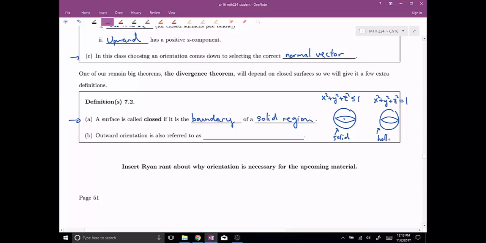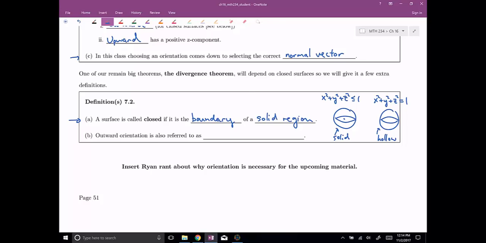It's just the surface. Think of a balloon filled with some liquid versus just the balloon itself, right? The actual surface of the balloon. So this is the boundary of some solid region. That's how you get closed, and this relates to closed curves, right? Closed curves were the boundary of some region in the plane, in the xy plane, for instance.